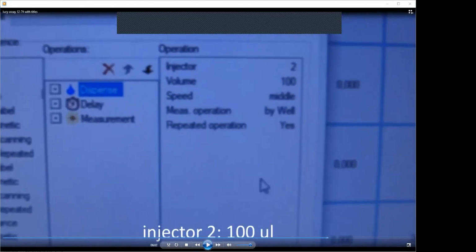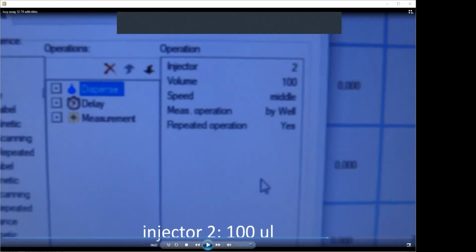Injector number 2, volume is as written in the protocol 100 microliters. You can also change the speed of injection. We use the middle, and then it's important to notice that it's done by well. That means one sample will be injected and measured, and then comes the instrument to the next one. It's not done by rows or columns.